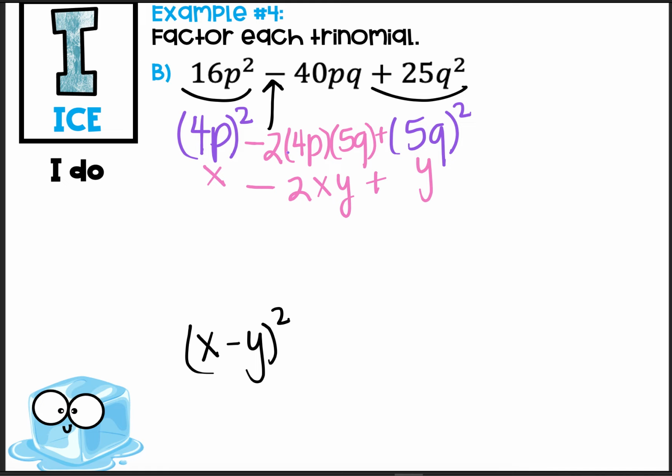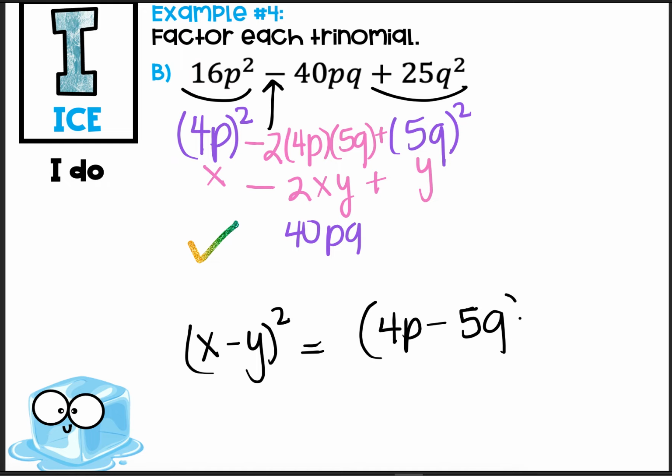2 times 4 is 8 times 5, 40. P times q, pq. That's it, minus 40pq. We can factor this trinomial as a binomial squared, and it's going to be 4p minus, because the middle sign is a negative, minus 5q, squared.